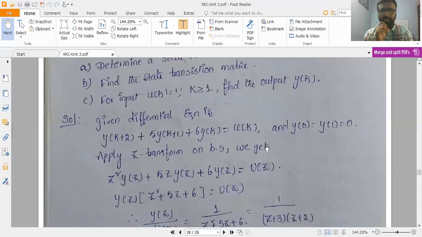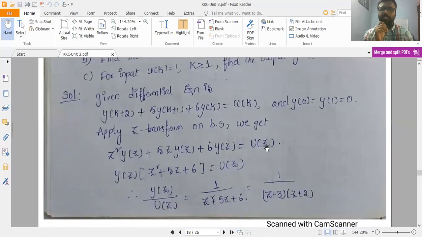This is the given difference equation, and we are going to apply the Z transform for this one, with the initial conditions taken as 0.